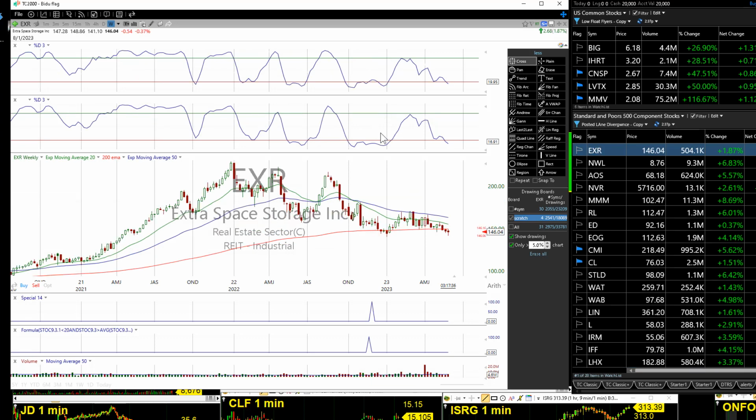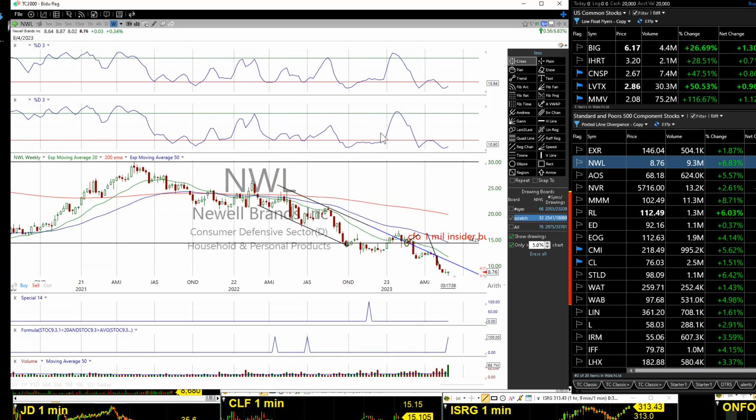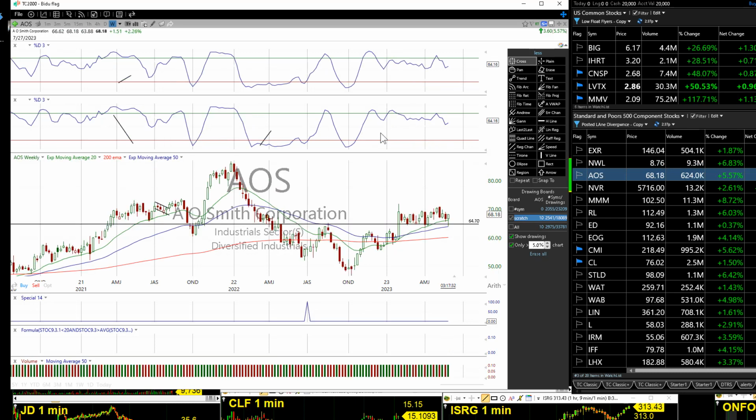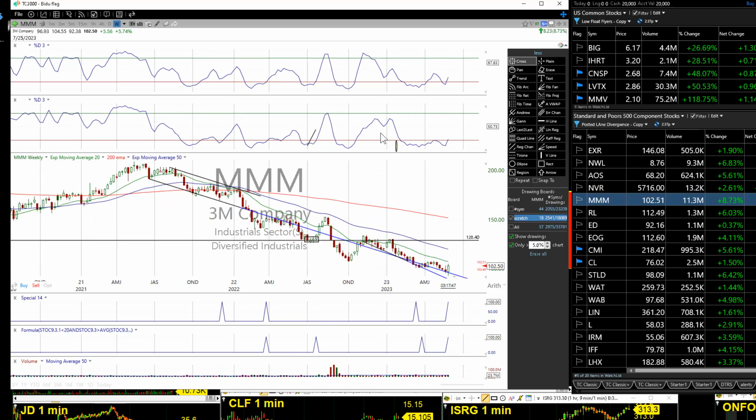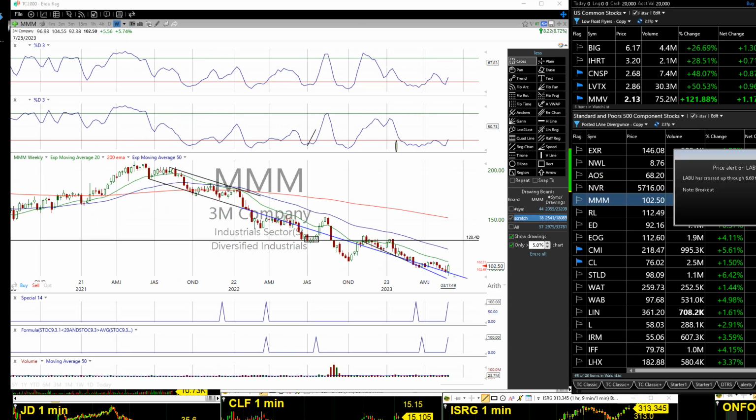That was it. Extra Space Storage. So again, that's just a little extra. We found a couple interesting things. The NWL, insider buying. We also like that area down there. And the 3M, with a nice Nike check mark. The Nike check mark here is very positive usually for a follow through.